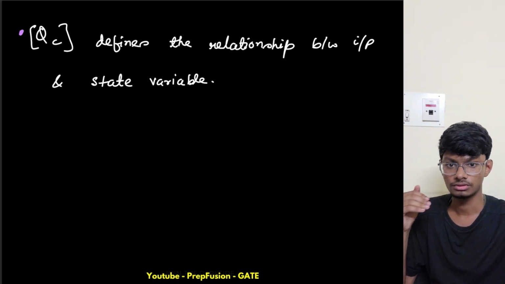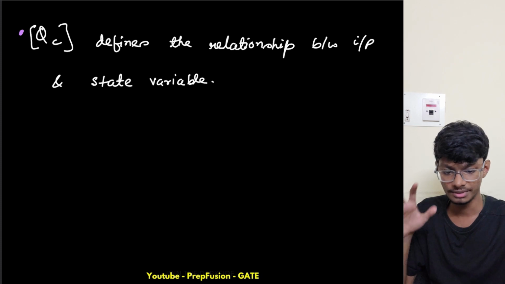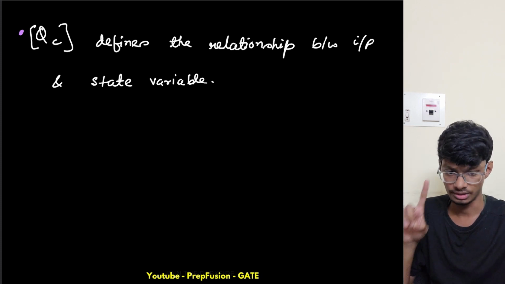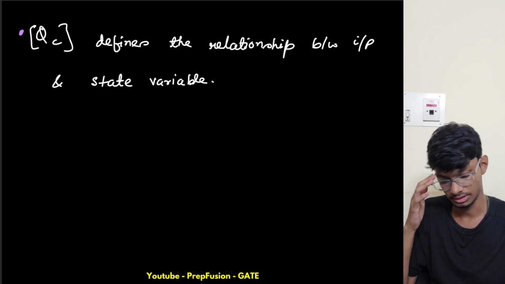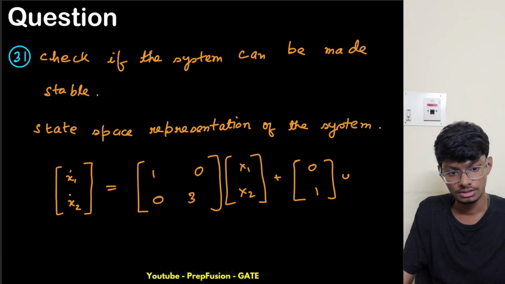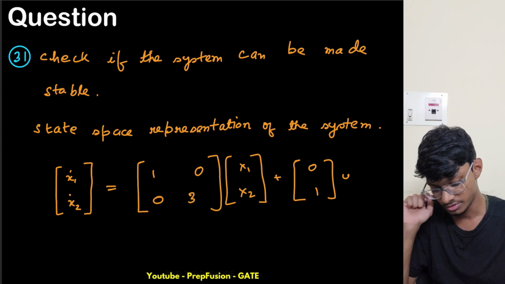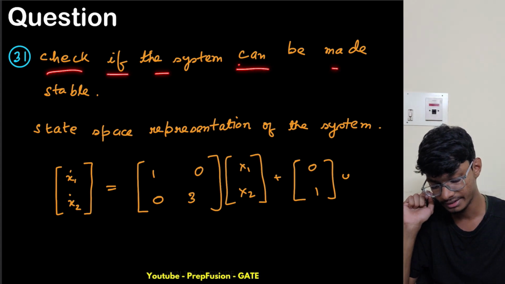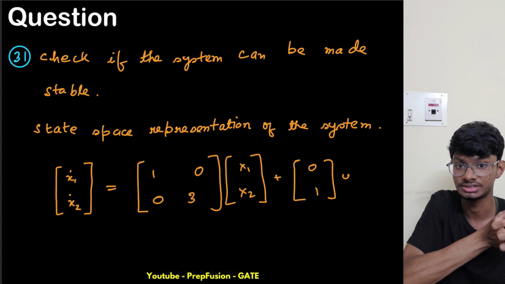Okay, so now what we will do is one question, and from there we'll understand how to apply this test. This is the question. So what is this question telling us? We have to check if the system can be made stable.